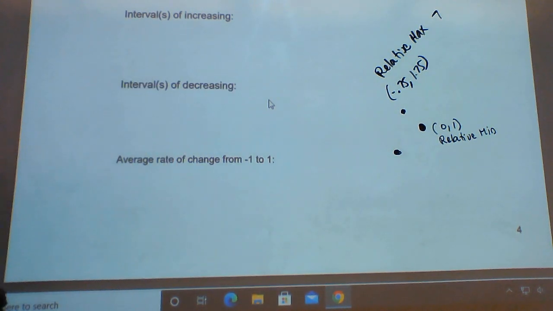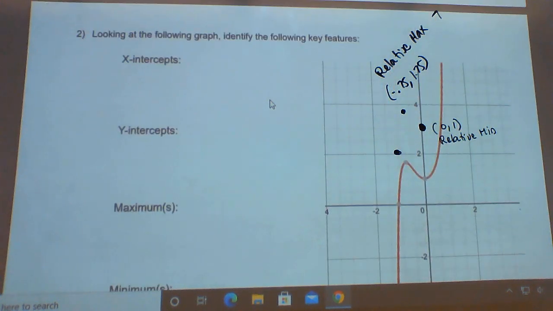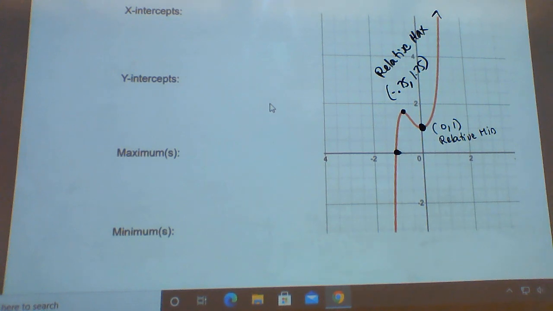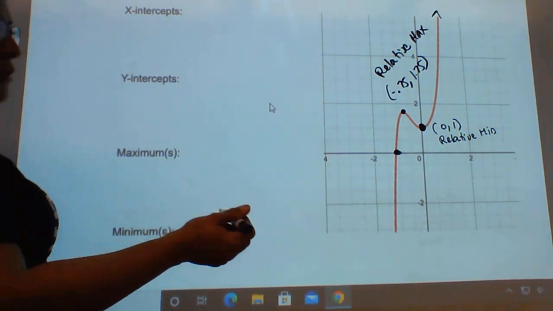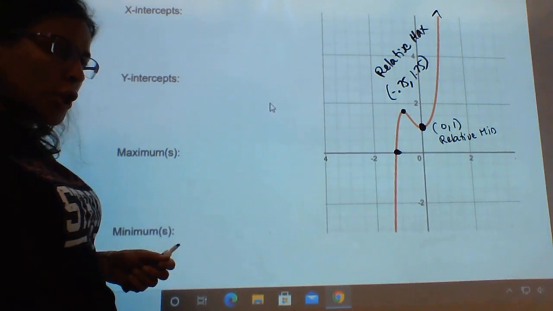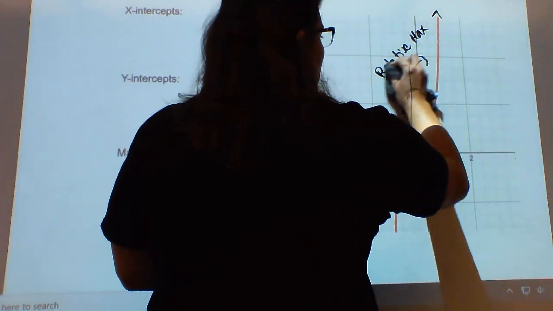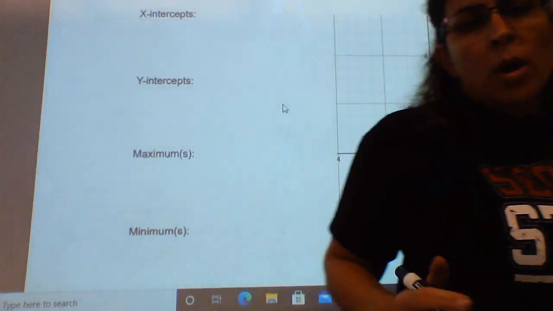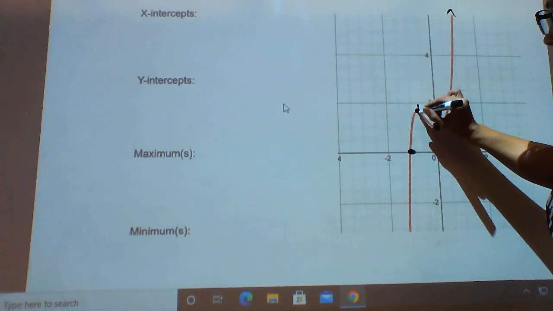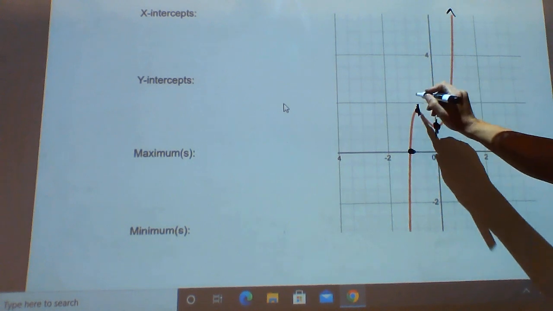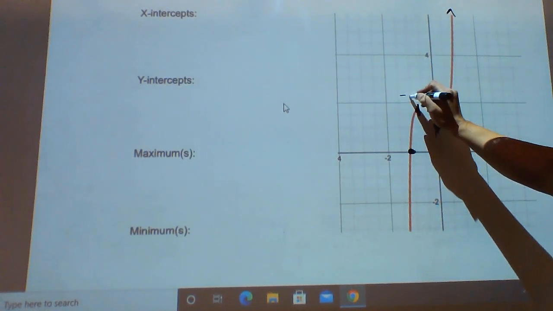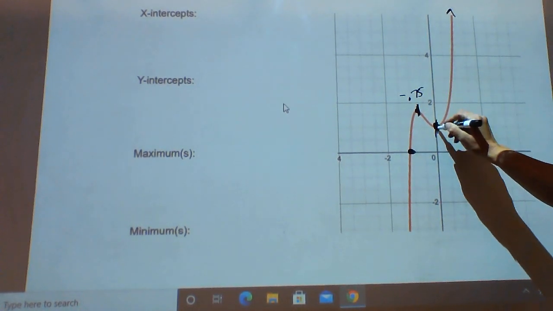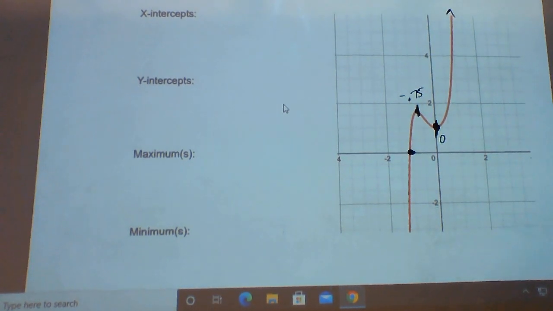This is also going to be kind of difficult without the graph. So I'm going to bring the graph back down, and I'm going to try to talk about the intervals of increasing and decreasing. Anytime you have a turning point, like a minimum or relative minimum or a maximum or relative maximum, what you want to do is find the x value at that point. So the x value at this point we said was negative 0.75, and the x value at this point is 0.